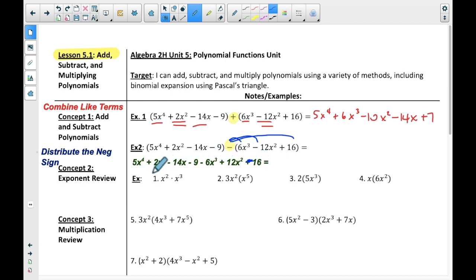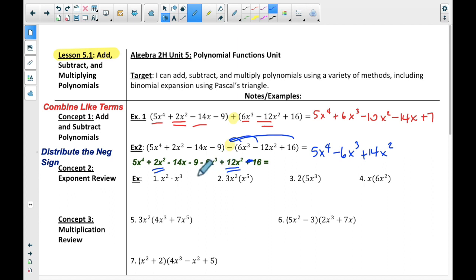Okay, now that I've distributed my negative sign, so I went ahead and wrote it all out, now I can do just like I did up here. I can look for my common like terms. So x to the fourth doesn't have one, so that's just going to be 5x to the fourth. X to the third, here it is. It's a negative 6x to the third, because there was a minus here, we distributed it. All right, x squared, we have this 2x squared, and now we have a positive 12x squared, because a negative minus a negative. So it'd be like 2x squared minus negative 12x squared. That's plus. That's going to be plus 14x squared.